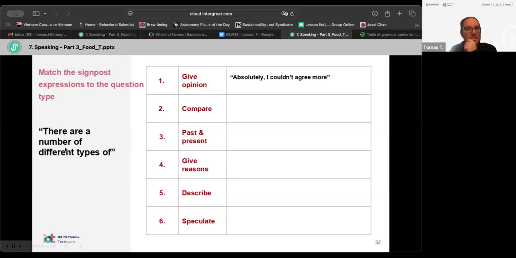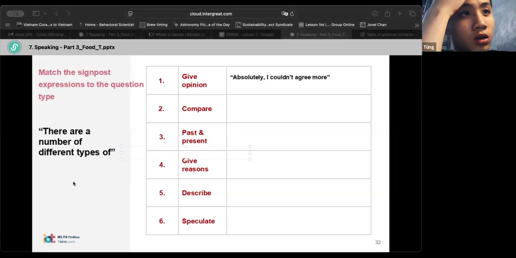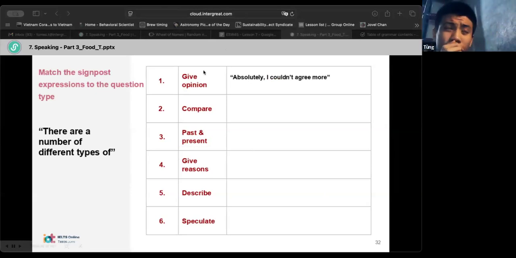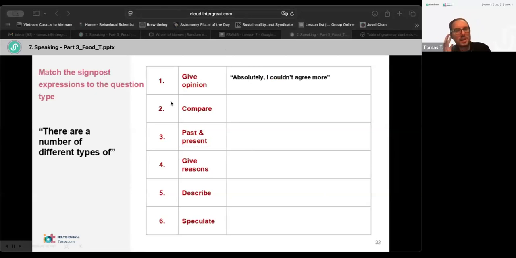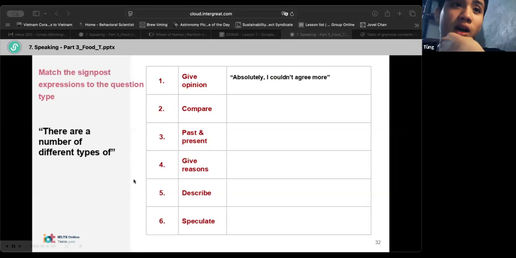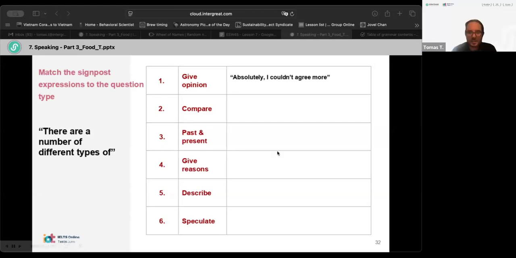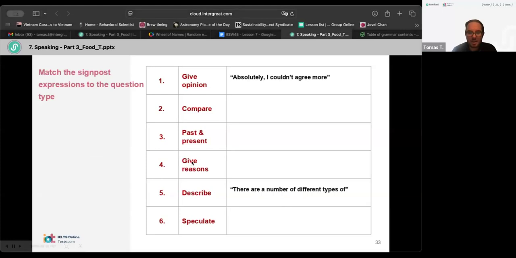Yeah, Billy, can you read it out on the left here? There are numbers of different types. What would you say? What would you guess? 2, 3, 4, 5, or 6? Okay, let's have a look. Oh, okay. Yeah, so maybe it's describe. Why is it describe? Different types, 3 or 4 different types of food. Okay, let's look at the next one.